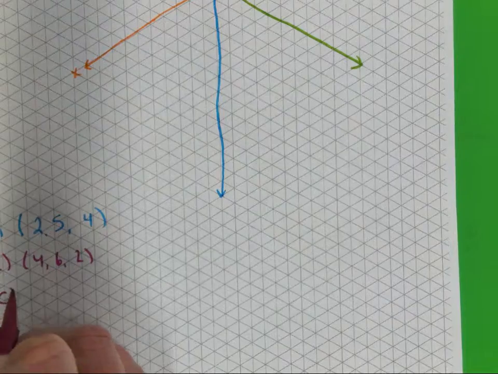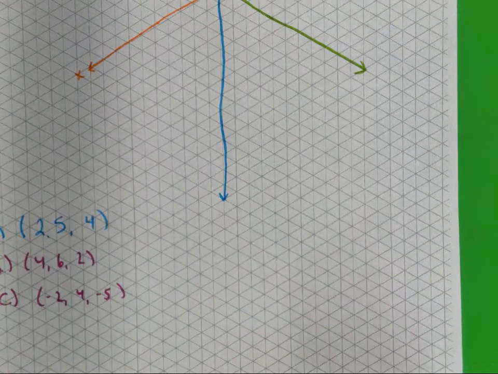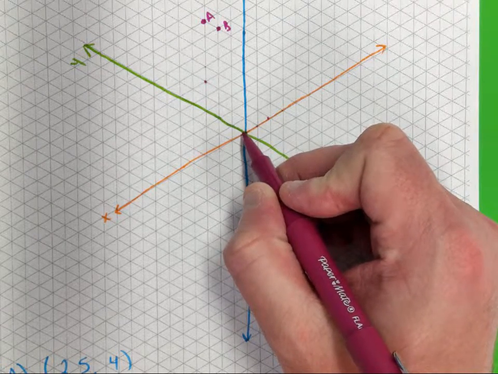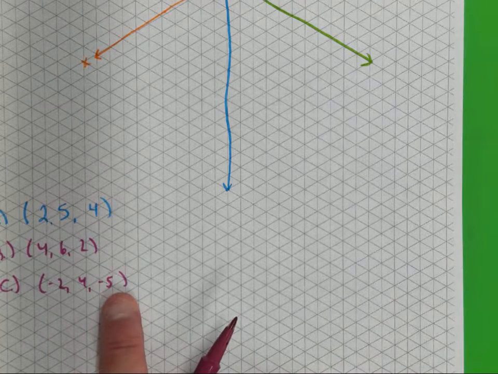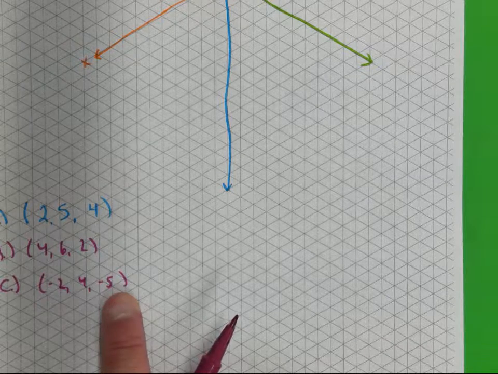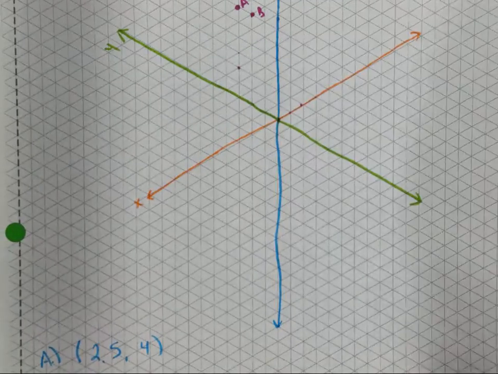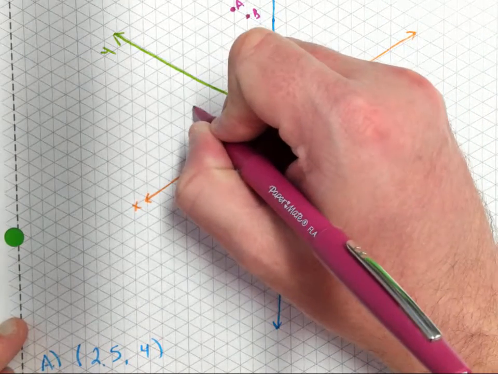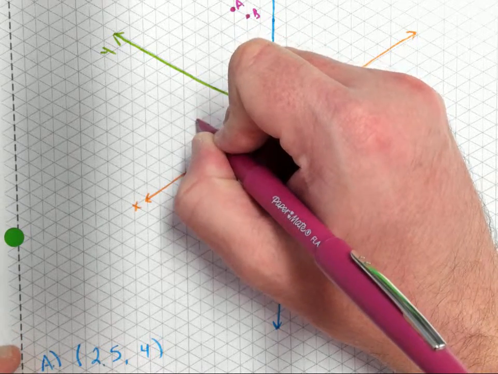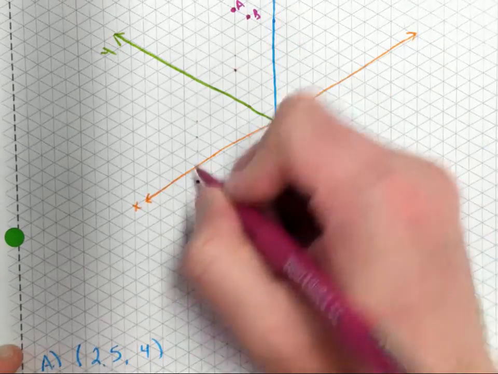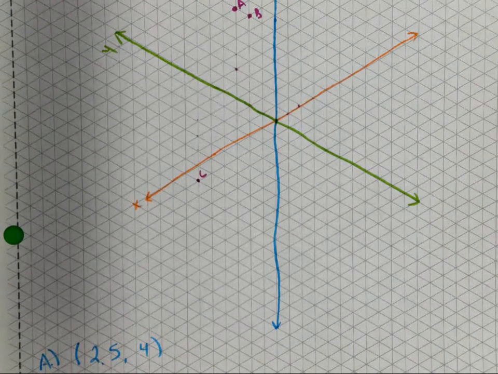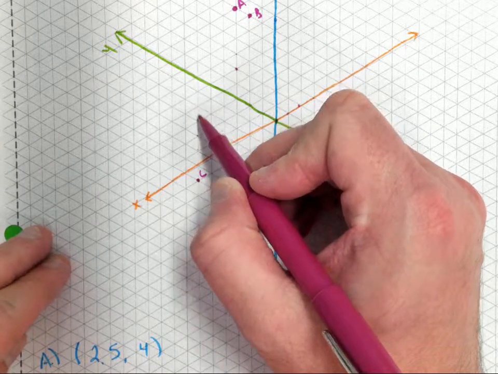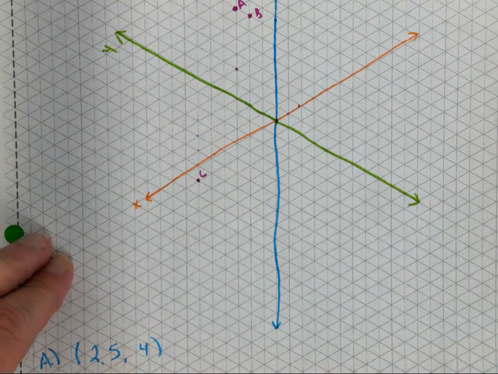All right, let's graph another one. Negative 2, 4, and negative 5. So watch this. I start at my origin. Am I going right 2 or left 2? Negative 2, 4, and negative 5. So I'm going to start at my origin, go left 2. Then go up 4 on my Y. And then I'm going to go up 5 or down 5 on my Z. So I went left 2, then went up 1, 2, 3, 4, and then down 5. 1, 2, 3, 4, 5. So it's floating somewhere down in quadrant 2 over there.